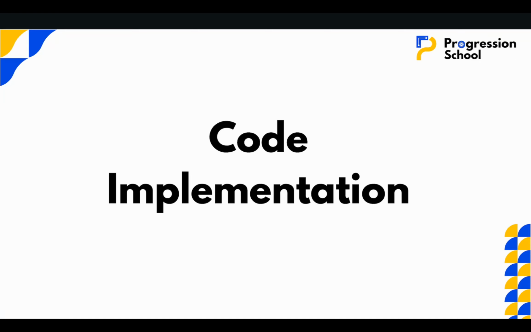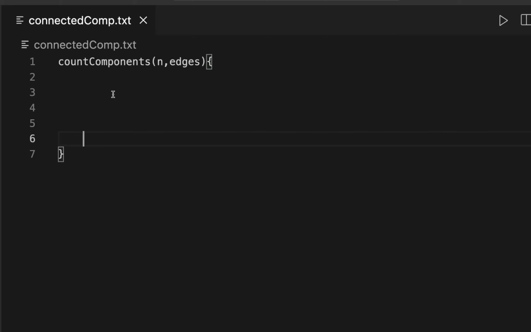In this video, we will see the code implementation. Now let's quickly do the code implementation part. So we have n and the edges, right? First I will create a visited array. Let's suppose visited is equal to a new array of size n, okay? And I will fill it with false in the starting.